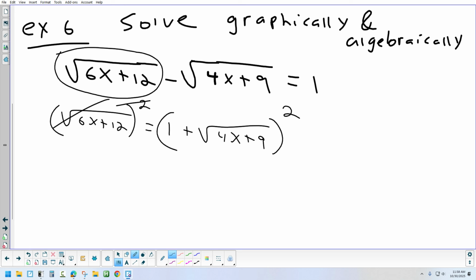So on the left side, that's the easy part. That's now just 6x plus 12. The right side, we need to FOIL that out. So it's like you're multiplying 1 plus that square root times another copy of 1 plus that square root. And then you got to distribute it all out. So when you distribute, you'd get 1 times the square root, and another 1 times the square root. So you're going to get 2 copies of 1 times that square root.